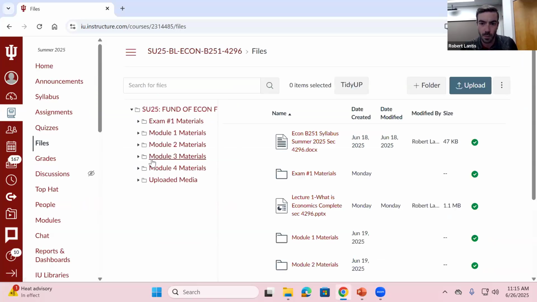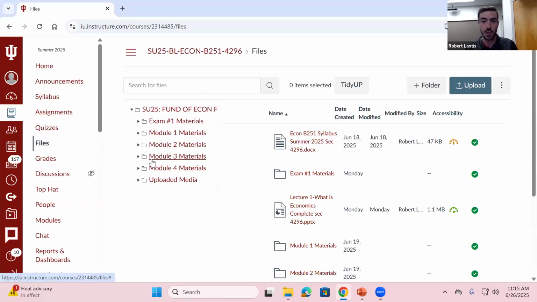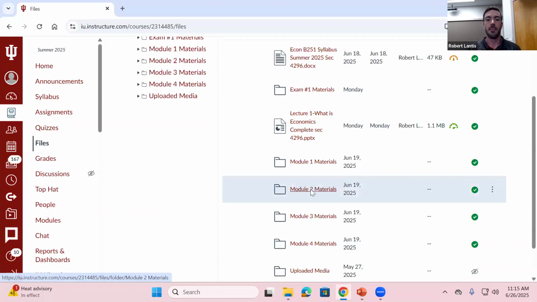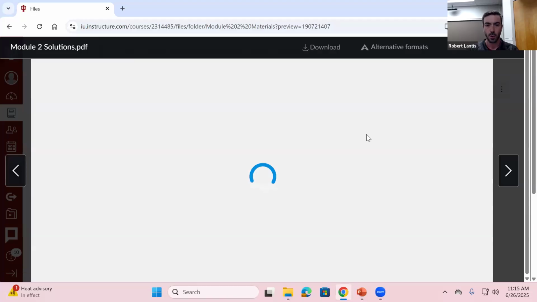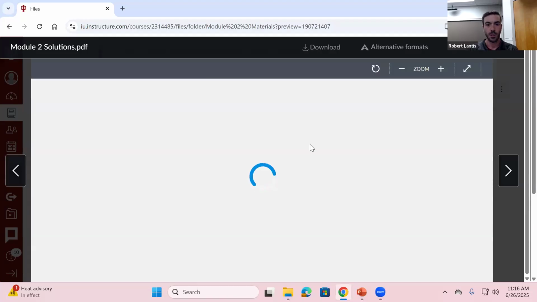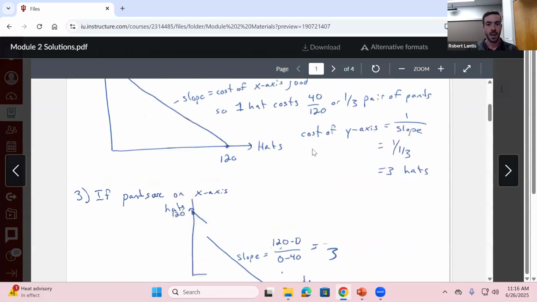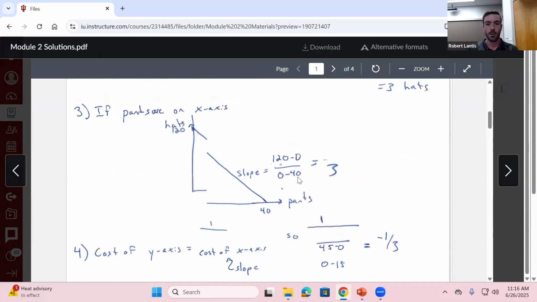I had someone ask a question, which I'm glad they did. You should always ask questions if you think there's something that's kind of weird. In the module two practice problems, the answer key was correct. In the solutions, I was working through them quickly and I changed some of the questions around. And I think down here it had 120 over 40 was negative 1/3. It's clearly just that the slope is negative 3 there, or that cost is 3. So I updated it so you can see that the cost for the x-axis good was 3 there.